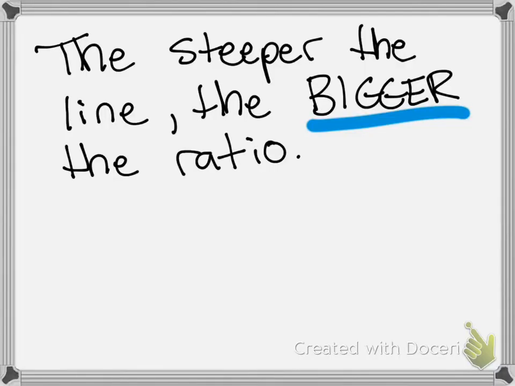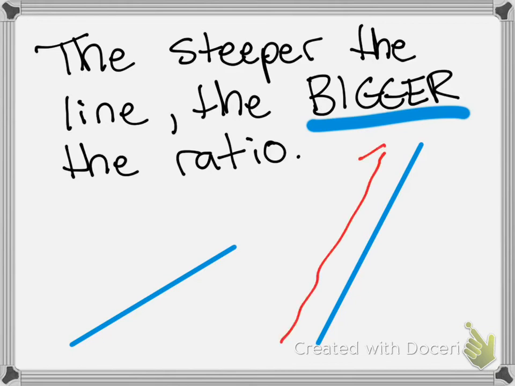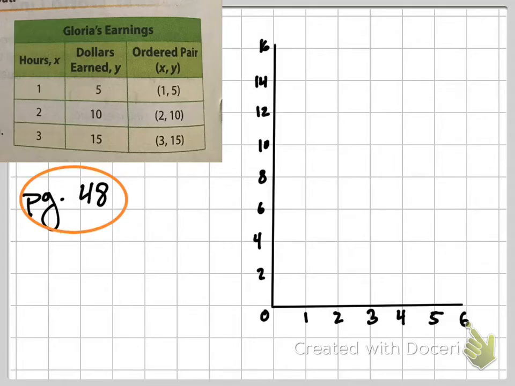Here's what we see. The steeper the line, the bigger the ratio. Which line is more steep? Holding up our fingers, the first line or the second line? Yeah, the second line. So steep means it's going to be increasing or even decreasing at a faster pace, and that explains why it makes a bigger ratio.